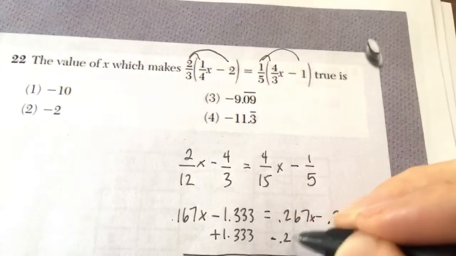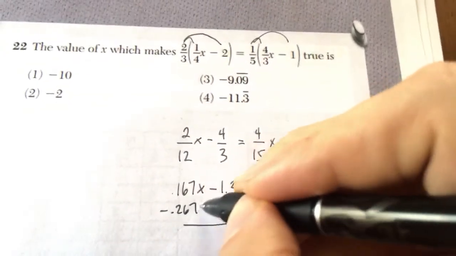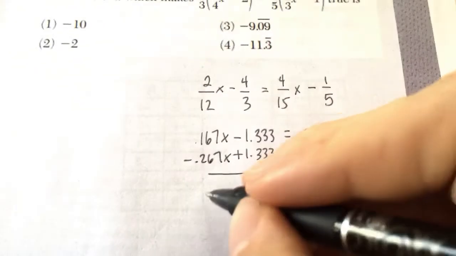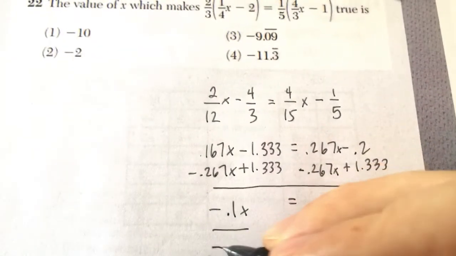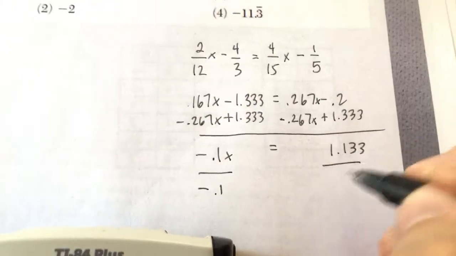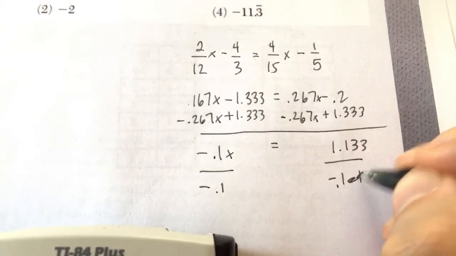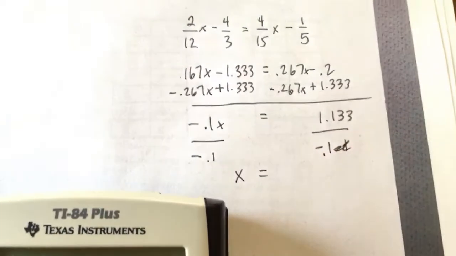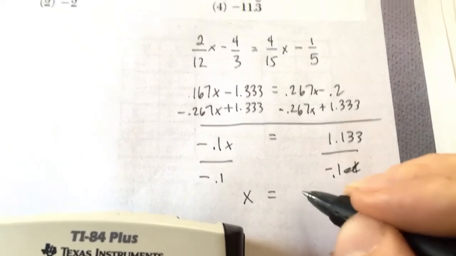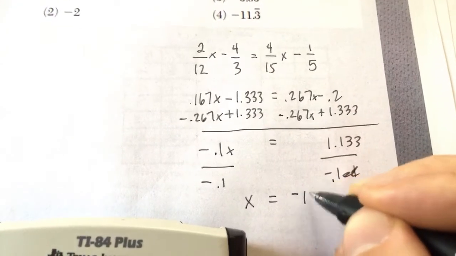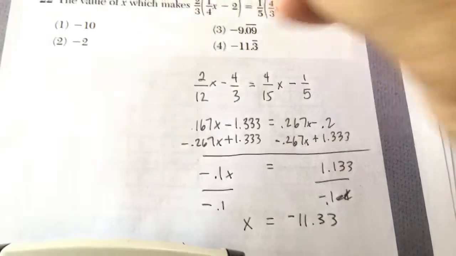Now if I want to subtract 0.267x, I get negative 0.1x. So if I divide this by negative 0.1, oops, did that backwards, I would get x equals 1.133 divided by negative 0.1, which is negative 11.33. And the answer I get closest to is choice number 4.